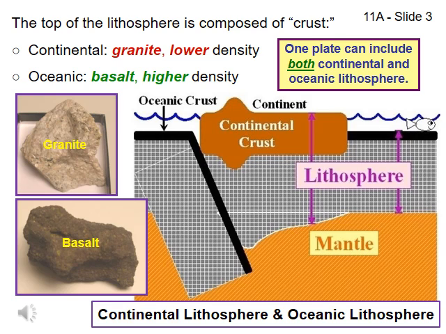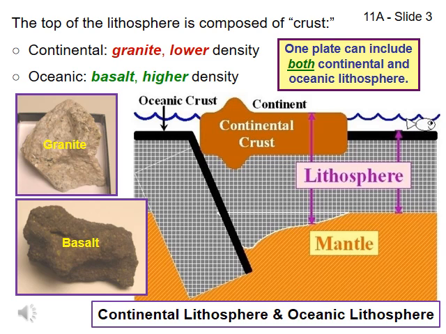There are two kinds of crust. Continental crust is made of lower density, lighter colored granite. Oceanic crust is made of higher density, darker colored basalt. Thus, continental lithosphere has granite on top and solidified mantle rock on the bottom. Oceanic lithosphere has basalt on top and solidified mantle rock on the bottom.